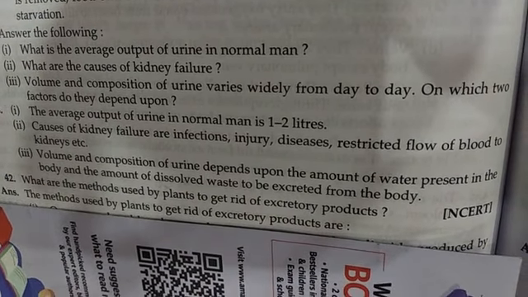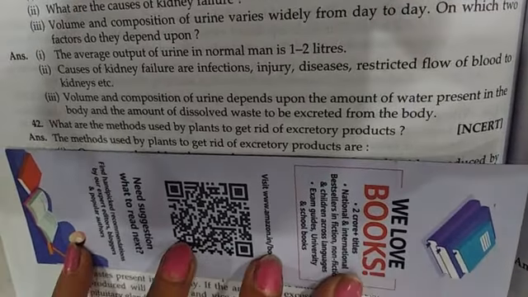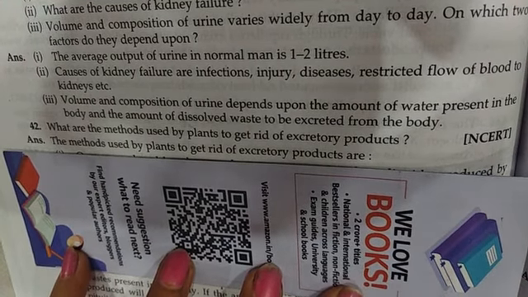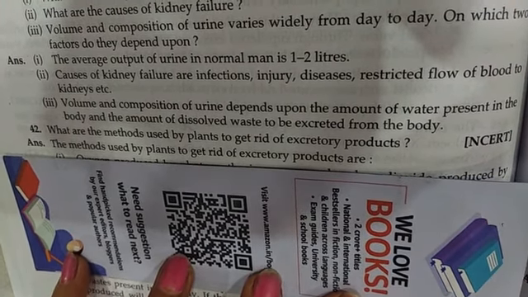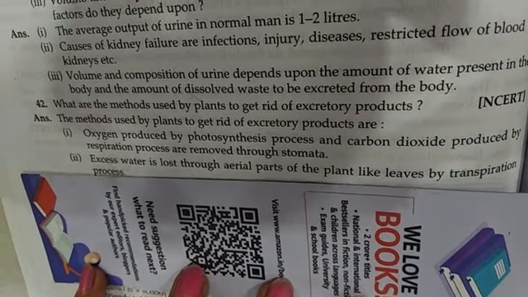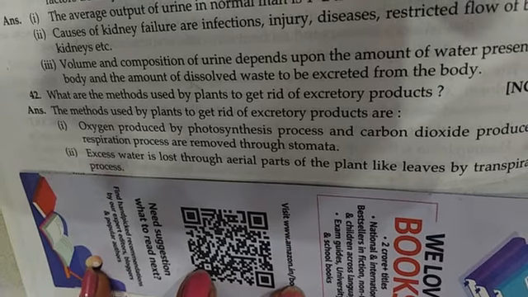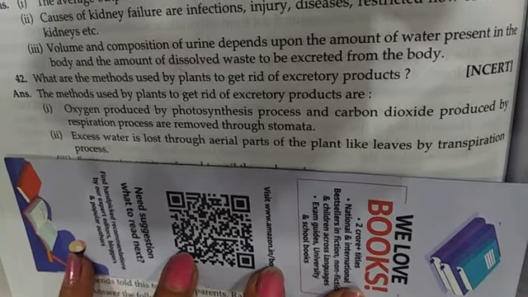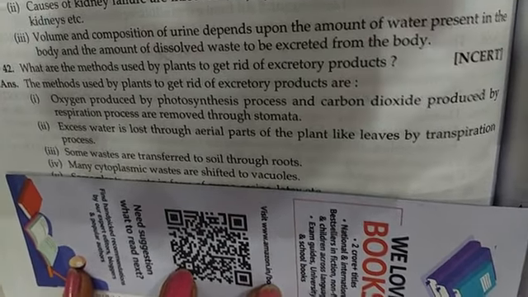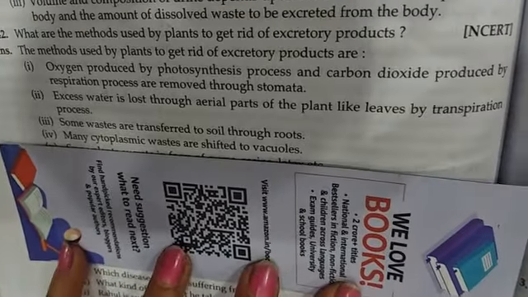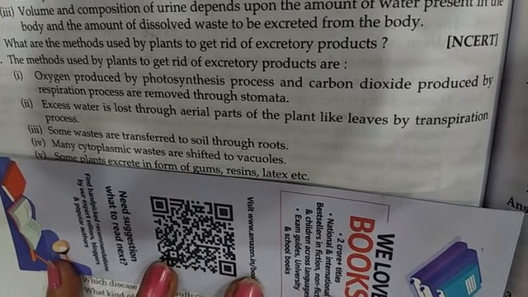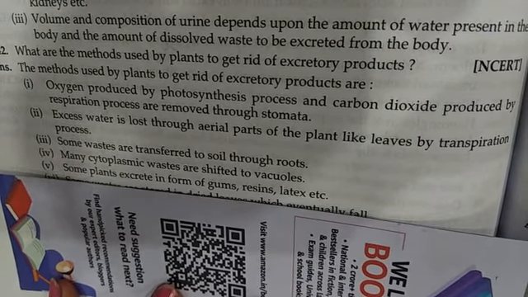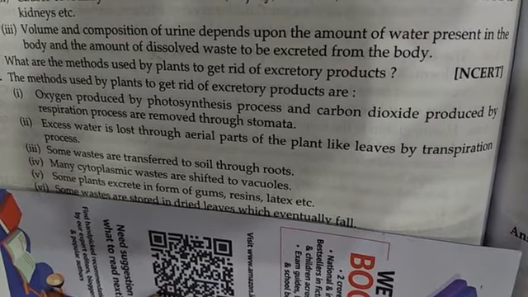42nd, what are the methods used by plants to get rid of excretory products? The methods used by plants to get rid of excretory products are: oxygen produced by photosynthesis and CO2 produced by the respiration process are removed through stomata, and excess water is lost through the leaves and all the aerial parts by transpiration. Some other wastes are transferred to soil through roots, and cytoplasmic wastes are shifted to vacuoles.